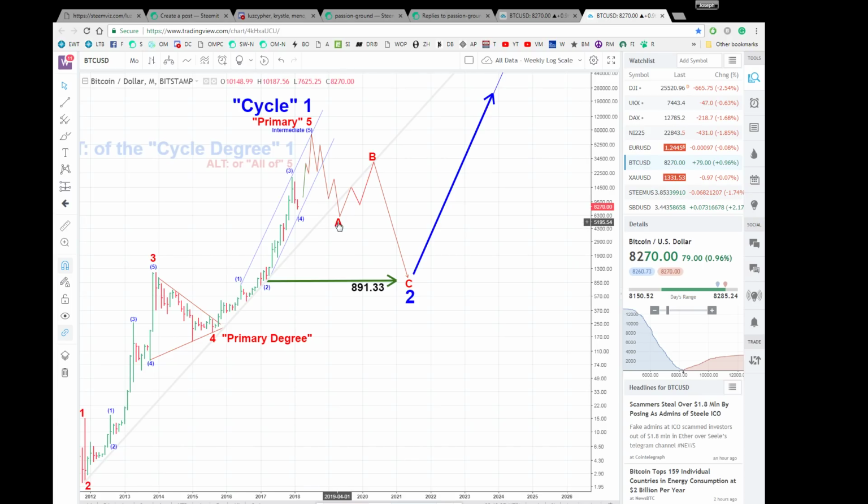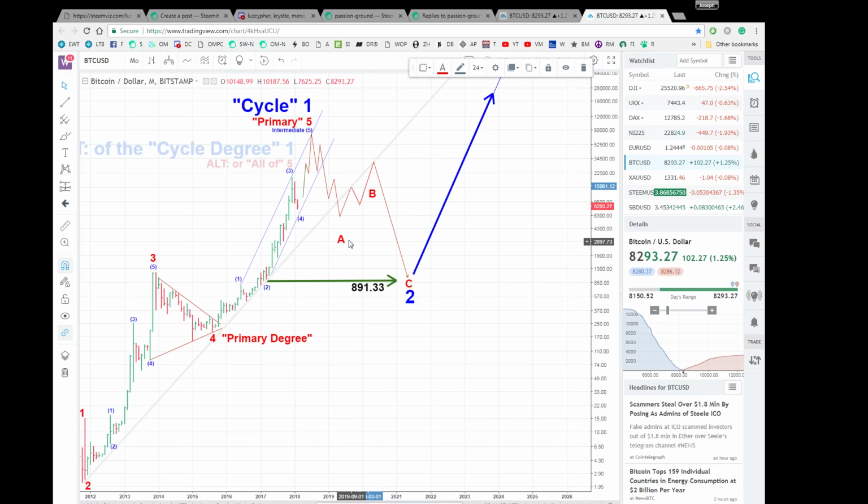If that's the case, the first A wave down is typically going to go to the fourth wave, well, the fourth wave of one lesser degree, that would probably be somewhere in this line, because this would be wave 4, this would be wave 5. And so the A wave would probably go deeper, the B wave would be more shallow, okay? But the C wave would still target like the 891.33 level, for this cycle degree wave 2 prospect.